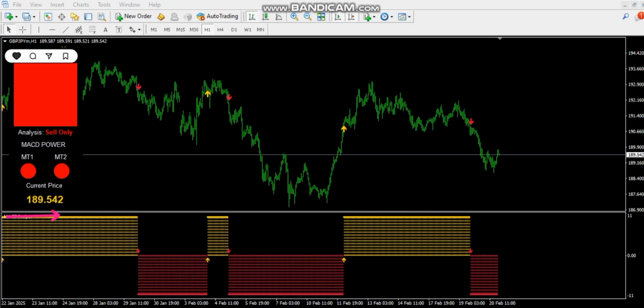So without wasting further time, let's get to this system. This system is a MACD scalper. It's based on the MACD. And how do you use this system?